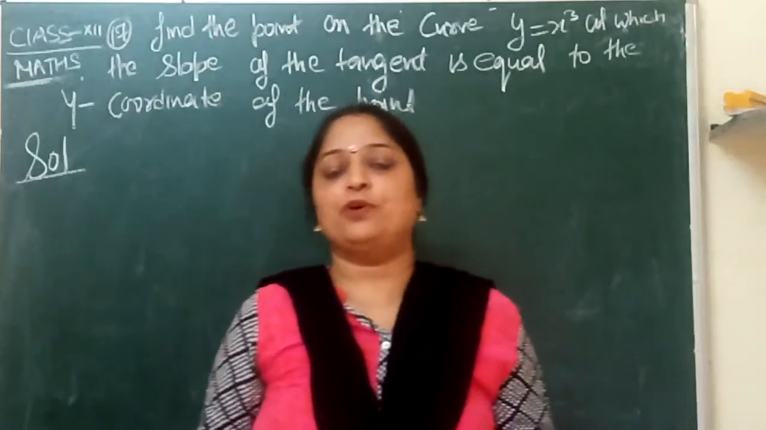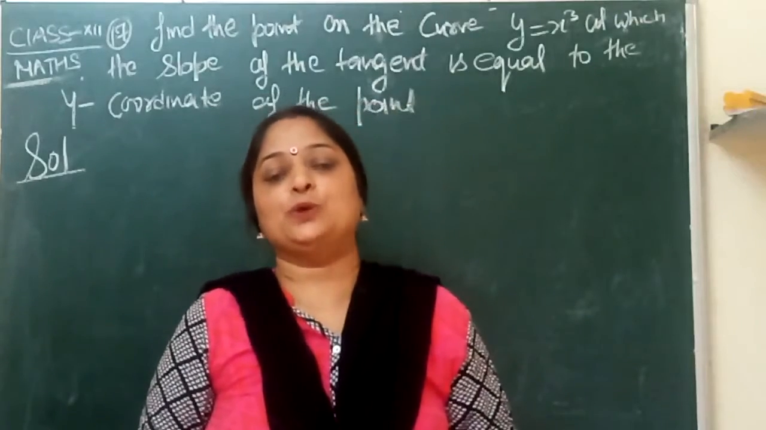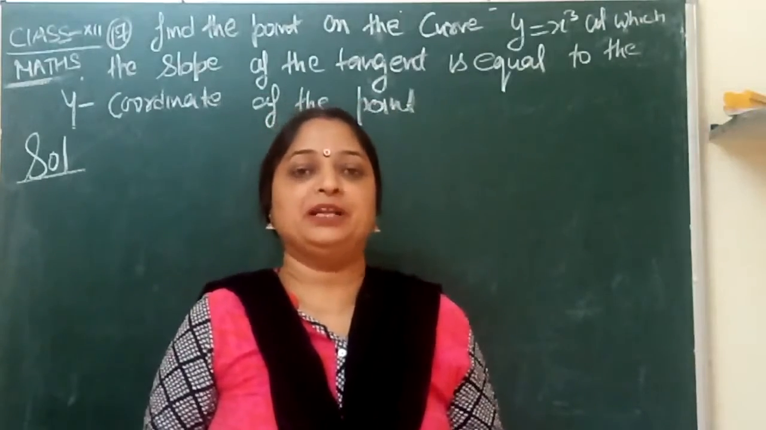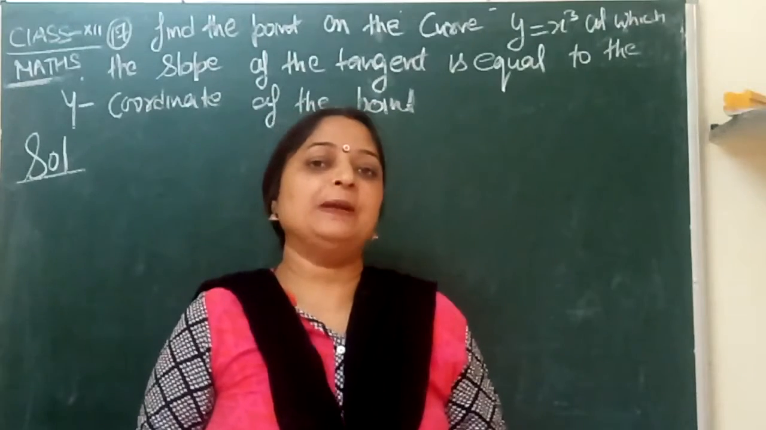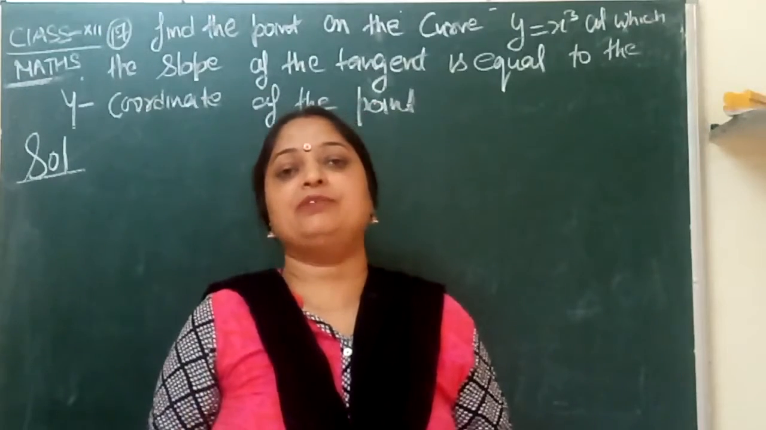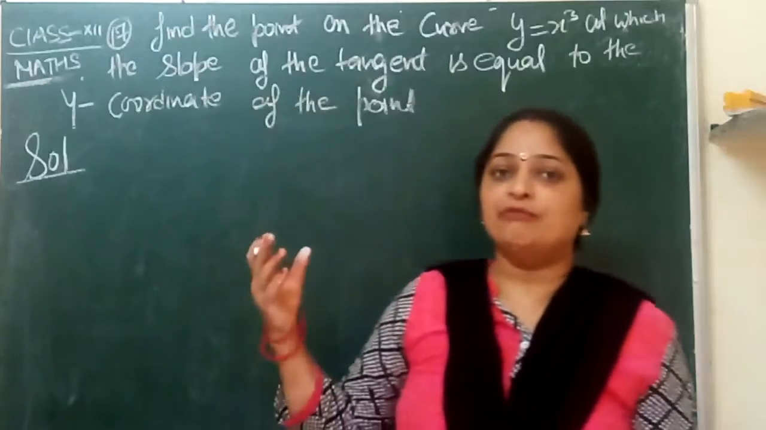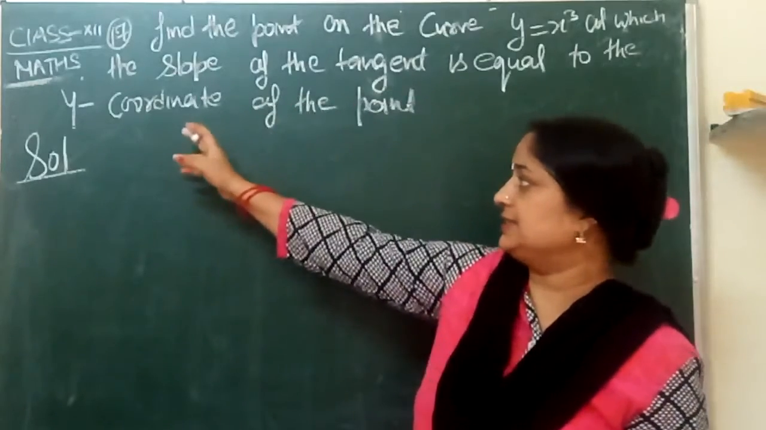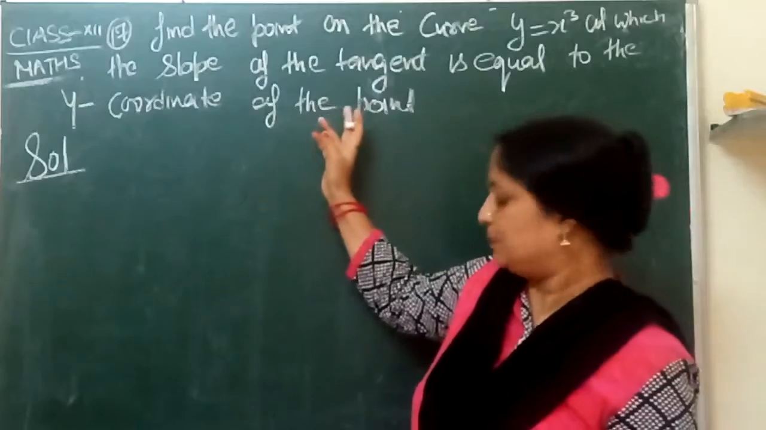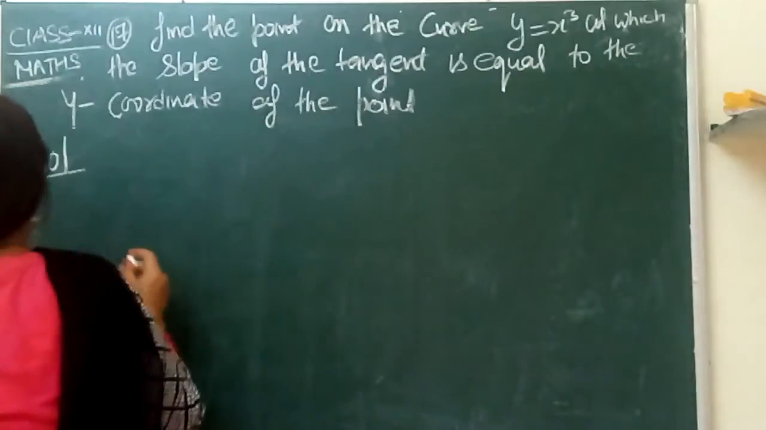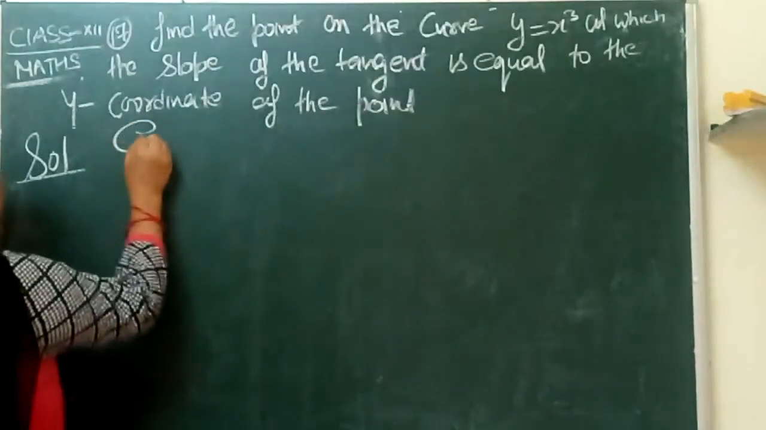It means first of all we have to find out the slope of tangent, that is dy upon dx, and the value of dy upon dx we have to put equal to y, because they are saying that it is equal to the y coordinate of the point. Now let us start the solution.